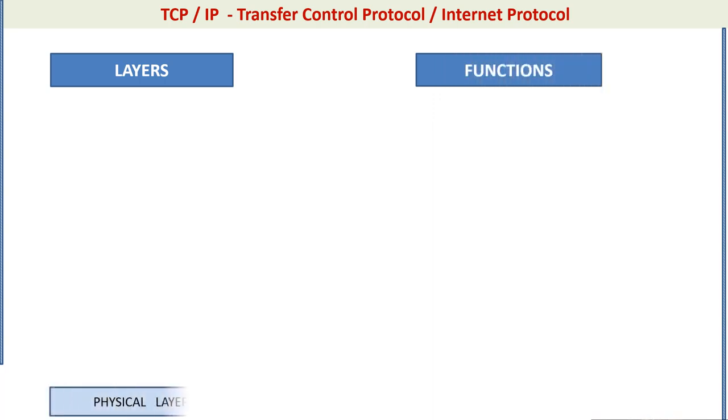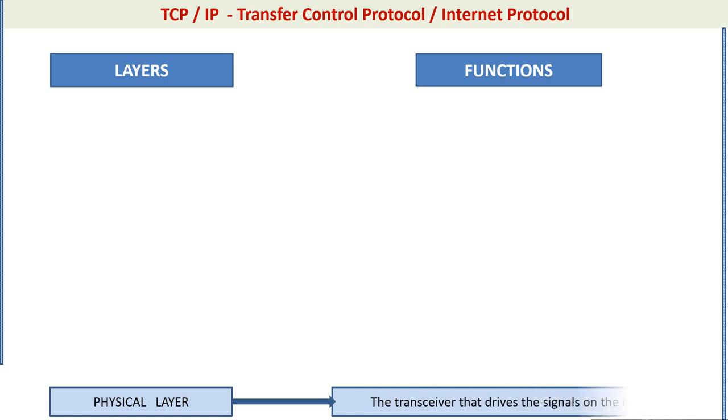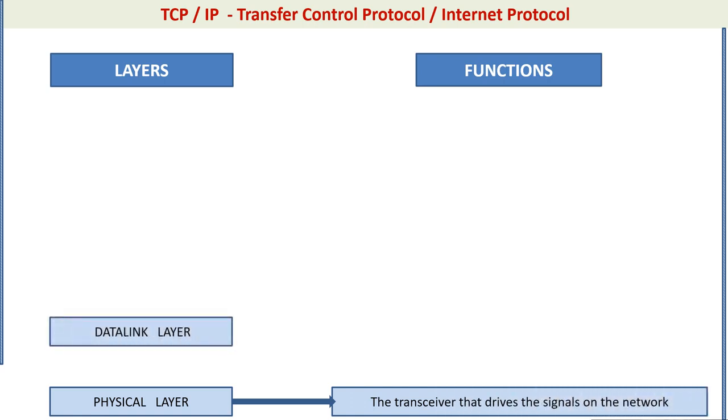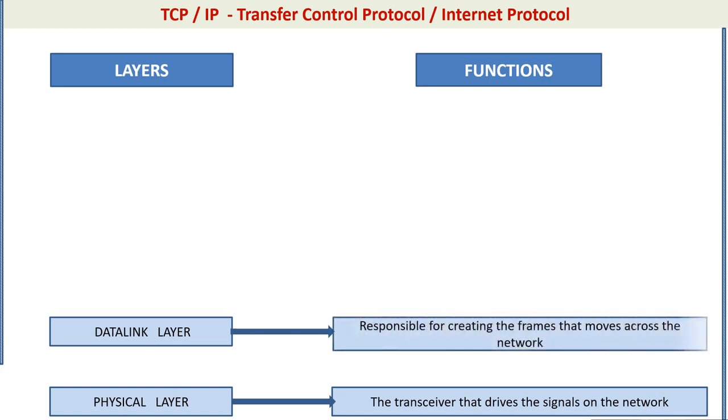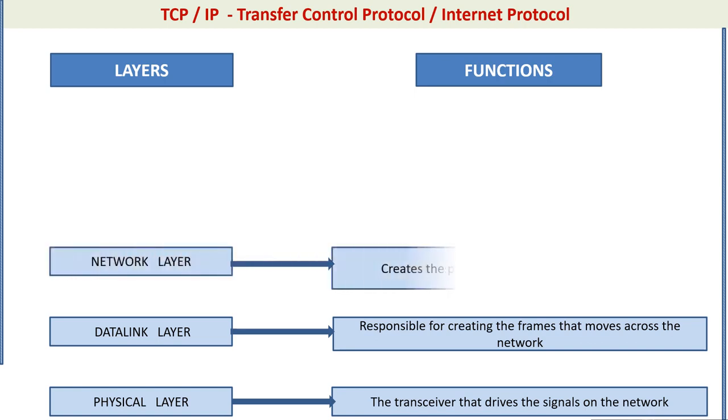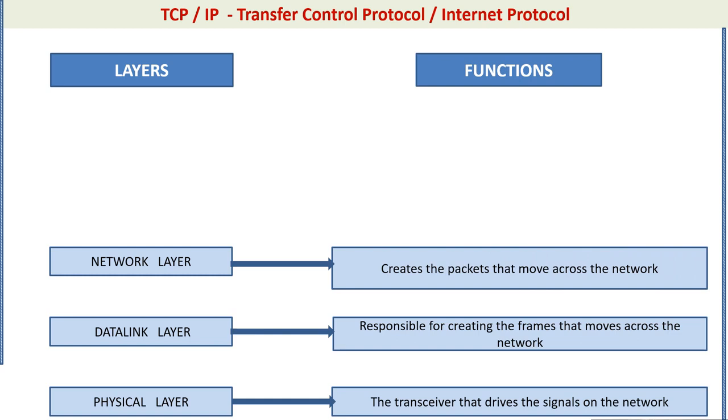It has 5 layers. Each layer has its unique functions. First, the physical layer. It has the transceiver that drives the signals on the network. Then, data link layer. It is responsible for creating the frames that move across the network. Then, network layer. It creates the packets that move across the network.